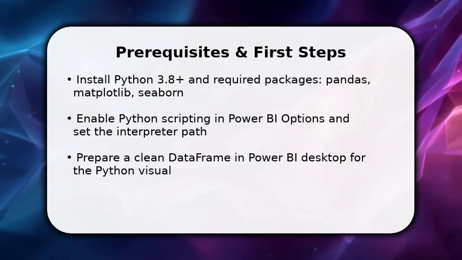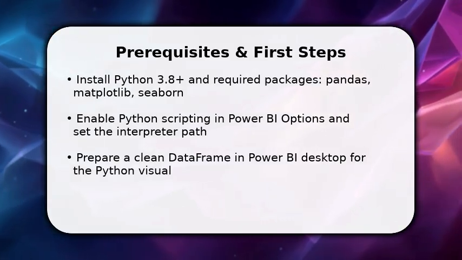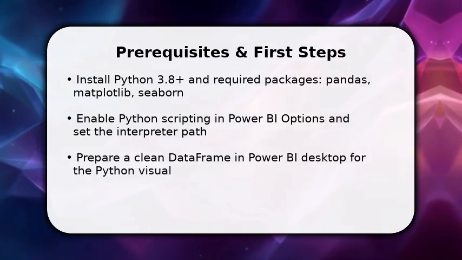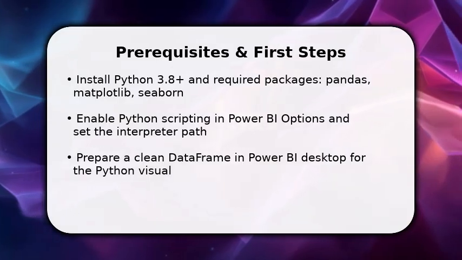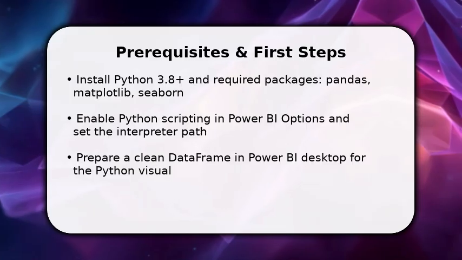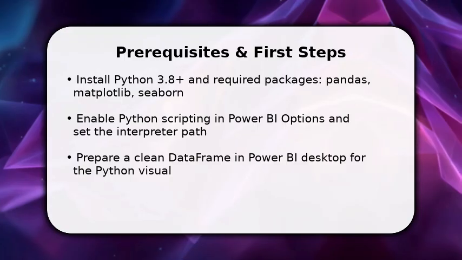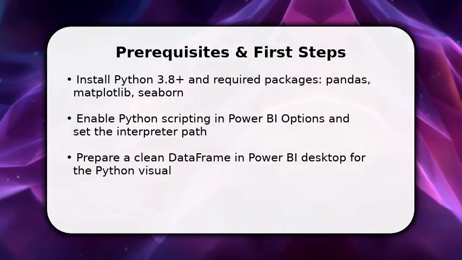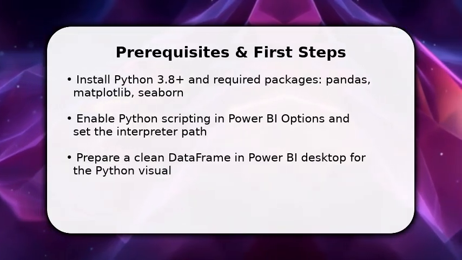You start by confirming Python 3.8 or later is installed and that pandas and plotting libs are available. Open Power BI, go to Options, and set the Python home path so Power BI can call the interpreter. Once done, add a Python visual to the report canvas and drag the fields you need into the Values bucket. This creates a data frame named Dataset. Now you're ready to write the first lines of Python that transform and plot that dataset.